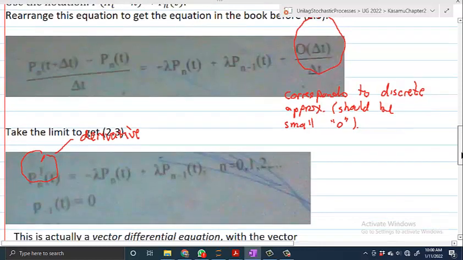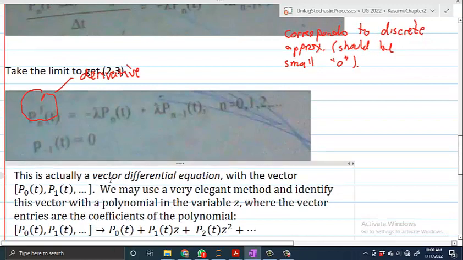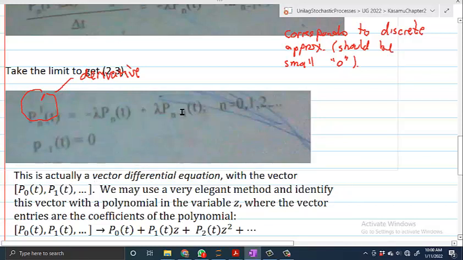Now, in fact, this is a vector differential equation. Why is that? Because we have p of t for each value of n, p0 of t, p1 of t, and so on. So this is not just one differential equation. We can arrange it in a vector format. Right? So we want to treat the vector as a single quantity.